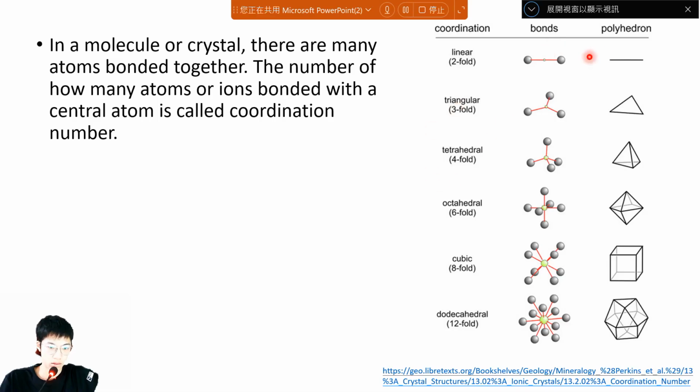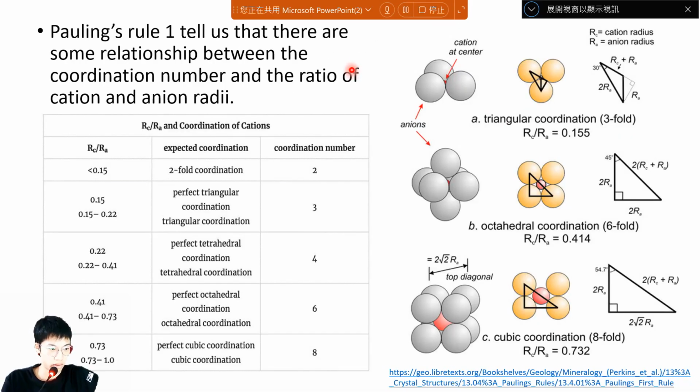For example, if this is a central atom and there are 2 atoms bonded to it, then its coordination number would be 2. If this is a central atom and 3 atoms are bonded with it, then the coordination number would be 3. Pauling's rule 1 tells us that there is a relationship between the coordination number and the ratio of cation and anion radii.